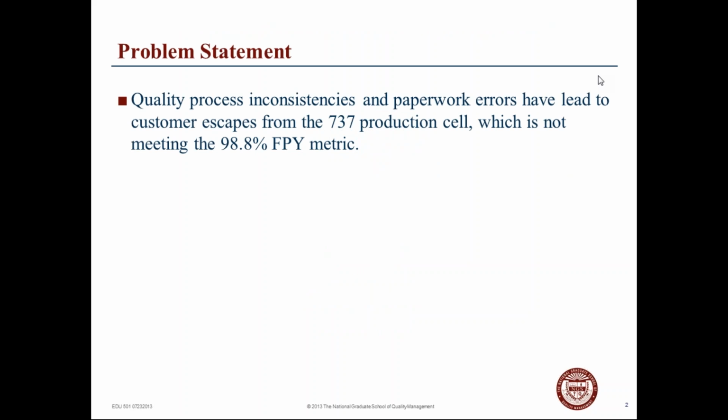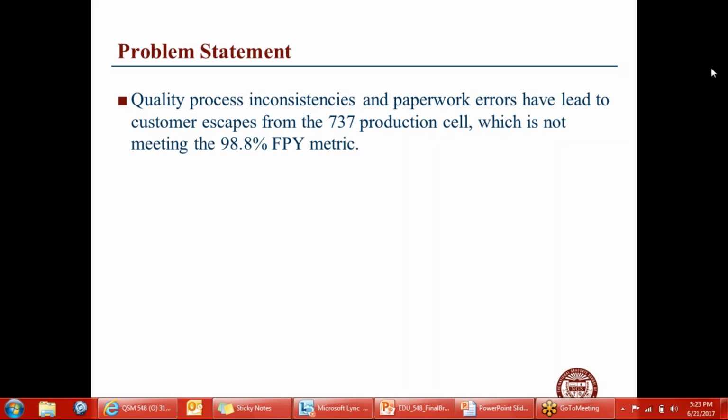All right, so our current problem statement is that quality processing inconsistencies and paperwork errors have led to customer escapes from our specific production cell that is not meeting the FPY metric. We did change it slightly, and we might modify this to indicate that that percentage is actually a goal that started from the beginning of this year. And so we're trying to essentially bring up our FPY to meet and exceed that metric before the year's end, or to even better it for next year's beginning.